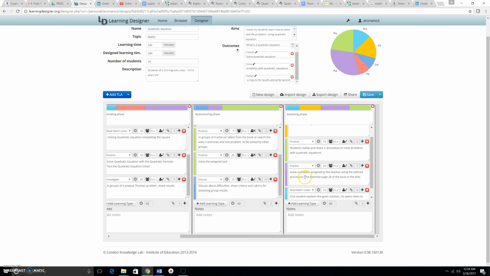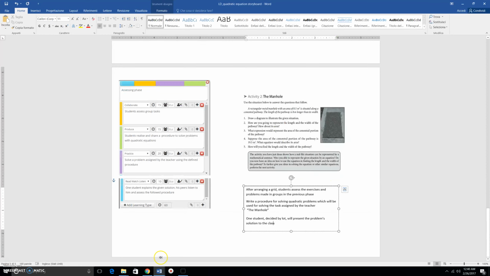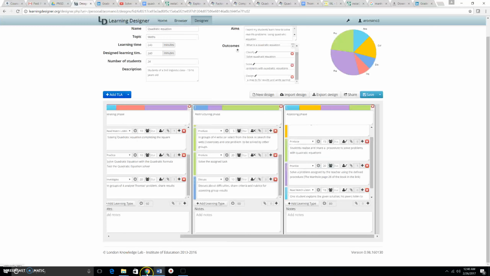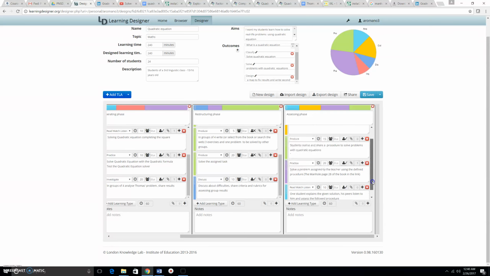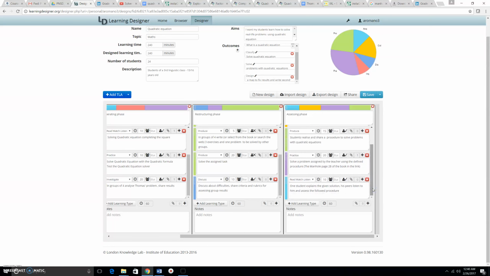They can find the manhole problem in an online book, but in case the internet is not available, I'll show the problem on the LIM, and so they start to work in groups on this problem. After that, one student is chosen by the class to explain the problem solution, and so the debate starts and there is a speaking phase.